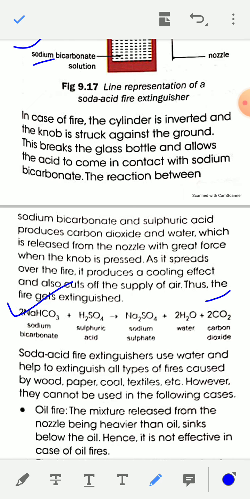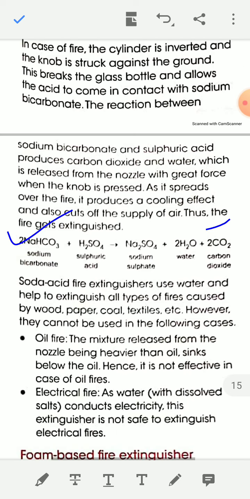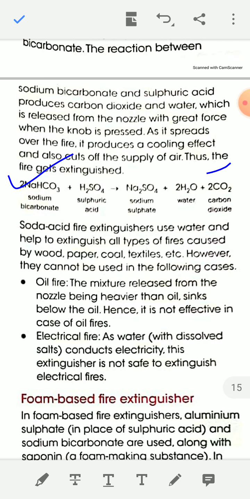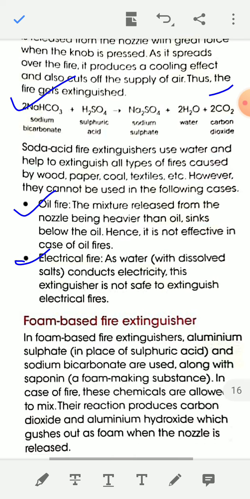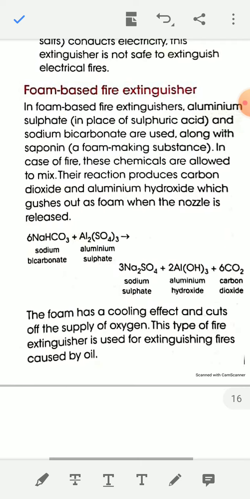Okay, so the soda acid fire extinguisher uses water and helps to extinguish all types of fires caused by wood, paper, coal, textile, etc. However, it cannot be used in the following cases: in oil fire and electrical fire.